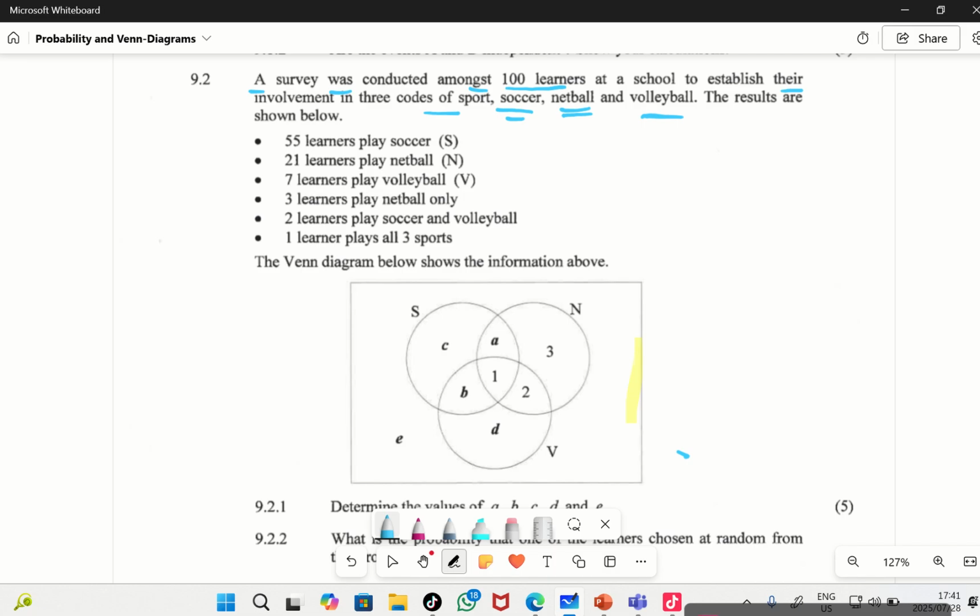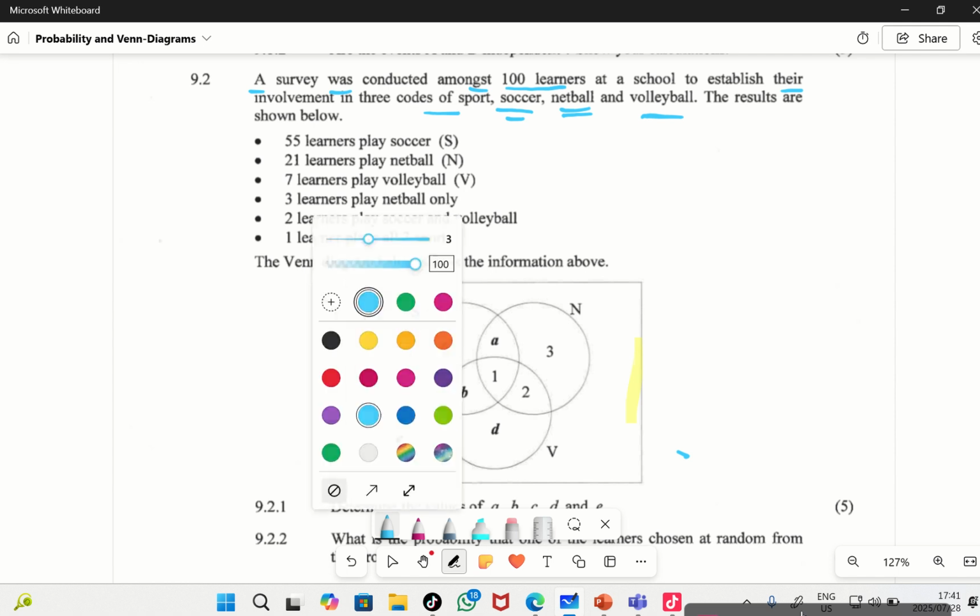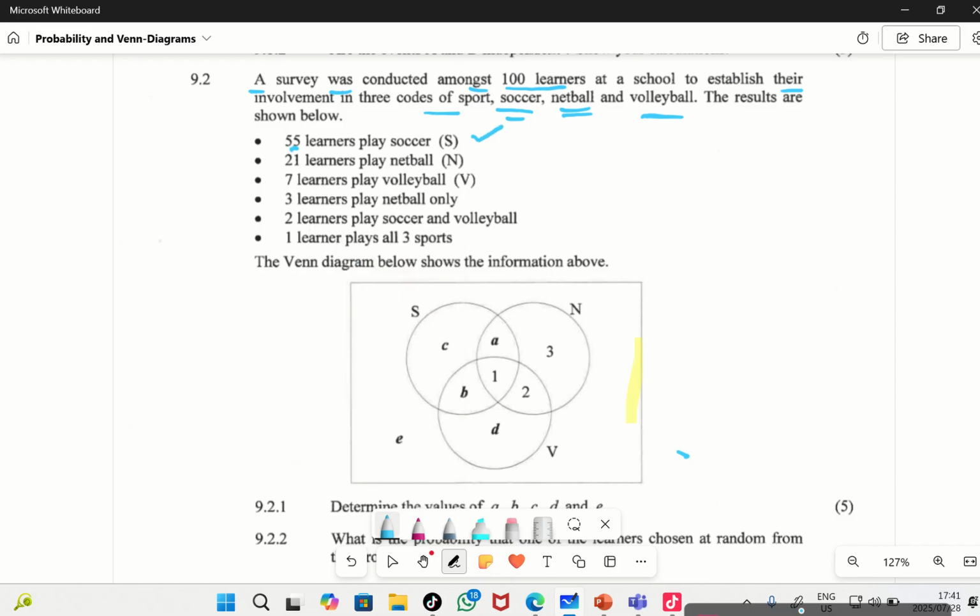So basically, let's just say the principal, among the 100 learners, wrote down the number of learners who played soccer, netball, and volleyball, and those who didn't play any of those sports. So now let's look at the results. They tell us that 55 learners play soccer, 21 learners play netball, 7 learners play volleyball, 3 learners play netball only, 2 learners play soccer and volleyball, 1 learner plays all 3 sports. The Venn diagram below shows the information above.